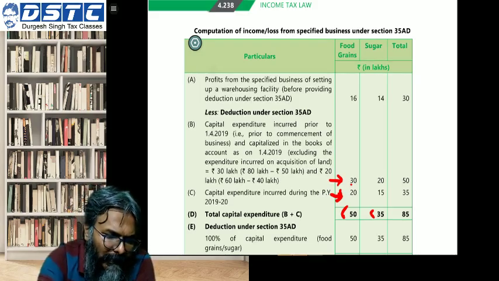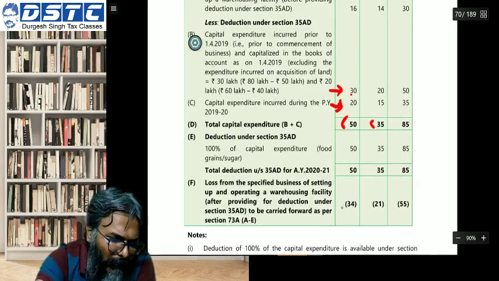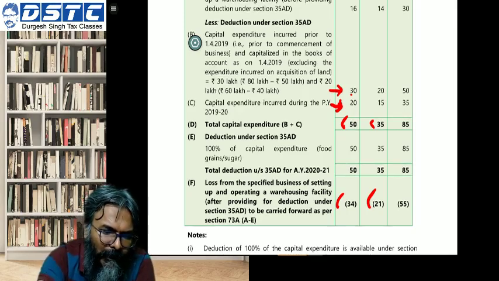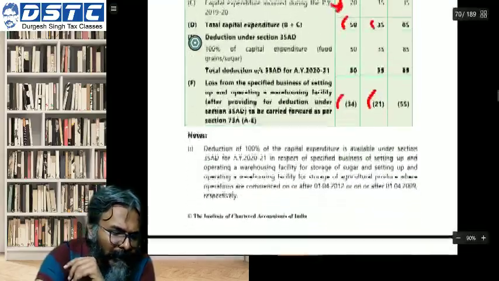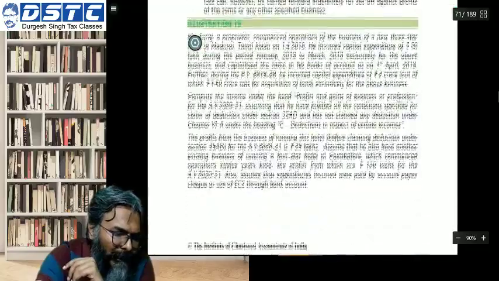And the loss that you will be getting, how much loss will you be getting? 34 and 21. This loss will be allowed to be carried forward for an unlimited period, provided in this AY 2021 he has filed the return of income within the due date of section 139(1).